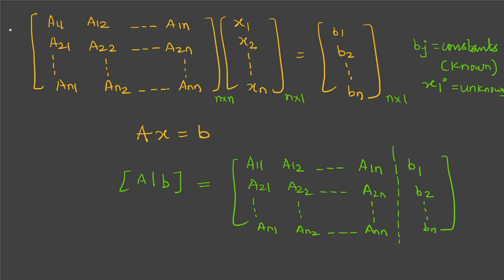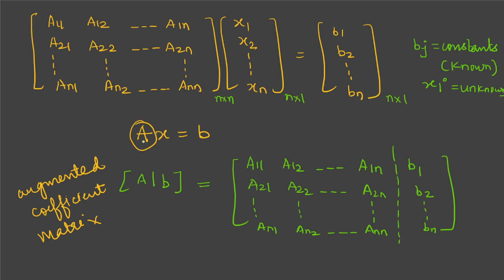We simply call this the augmented coefficient matrix, or you can simply call it the augmented matrix. There is no problem. Since our A matrix is called the coefficient matrix and is included in this matrix, we call it the augmented coefficient matrix. For computational purposes, this particular representation of the equations is used, and then we will see how it works.